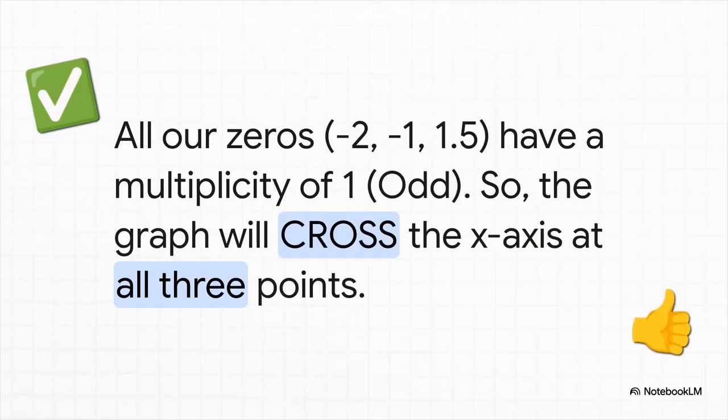bottom point. Now, if we look at our example, the factored form was (x + 2)(x + 1)(2x - 3). See how each of those factors is just there once? They're all raised to the invisible power of 1. And since 1 is an odd number, every single one of our zeros has an odd multiplicity. So no bouncing for our graph. It's going to cross the x-axis cleanly at all three of our landmark points.